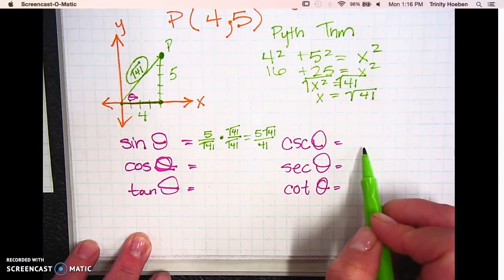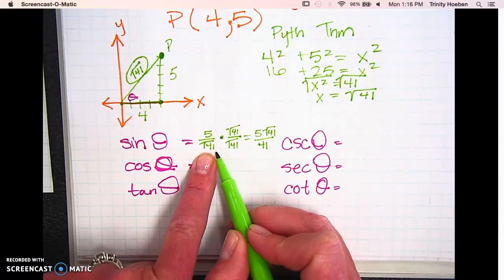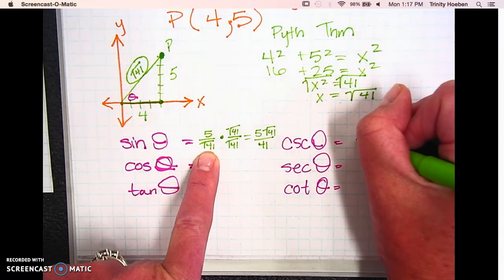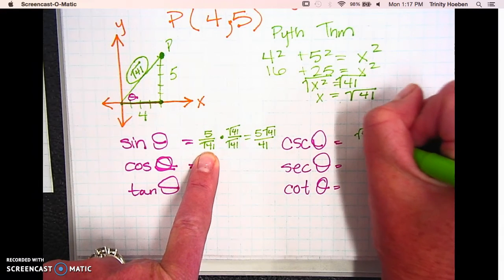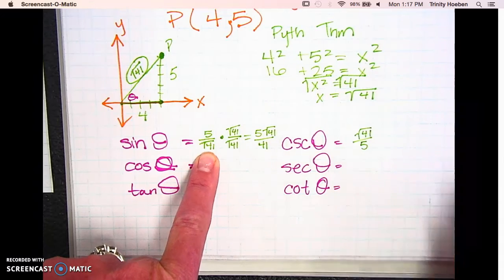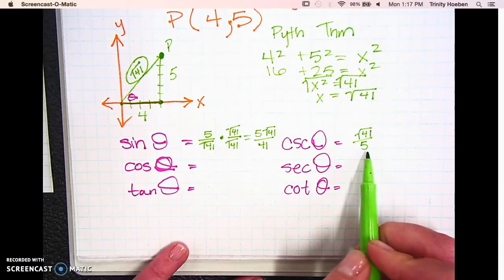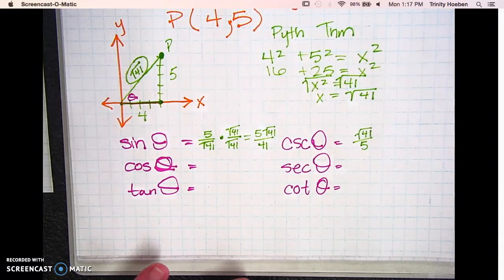Cosecant, go back to that original answer and flip it. Get its reciprocal, square root of 41 over 5. And is that one okay? Yeah, that one's fine. We don't have to do anything with it.